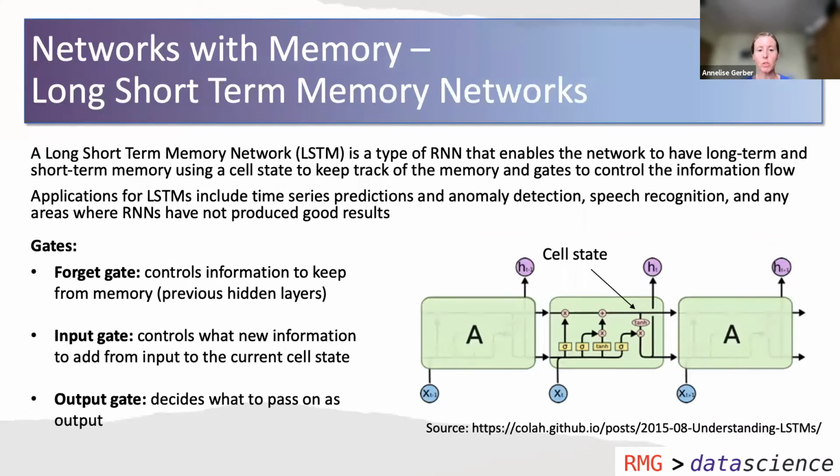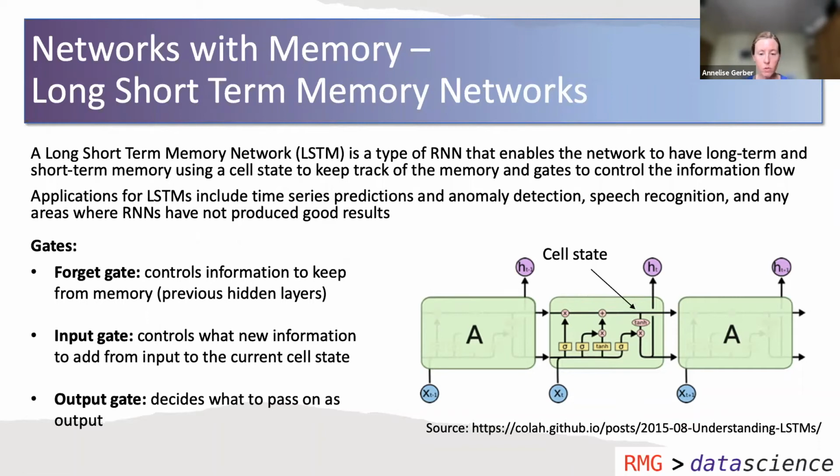A long short-term memory network is a type of recurrent neural network that enables the network to have long and short-term memory. The repeating module of an LSTM contains 4 interacting layers that we can see here. Well, these are the activation functions, and it uses a cell state to keep track of the memory and gates to control the information flow of each cell. So we can see that here, and the cell state indicated here.